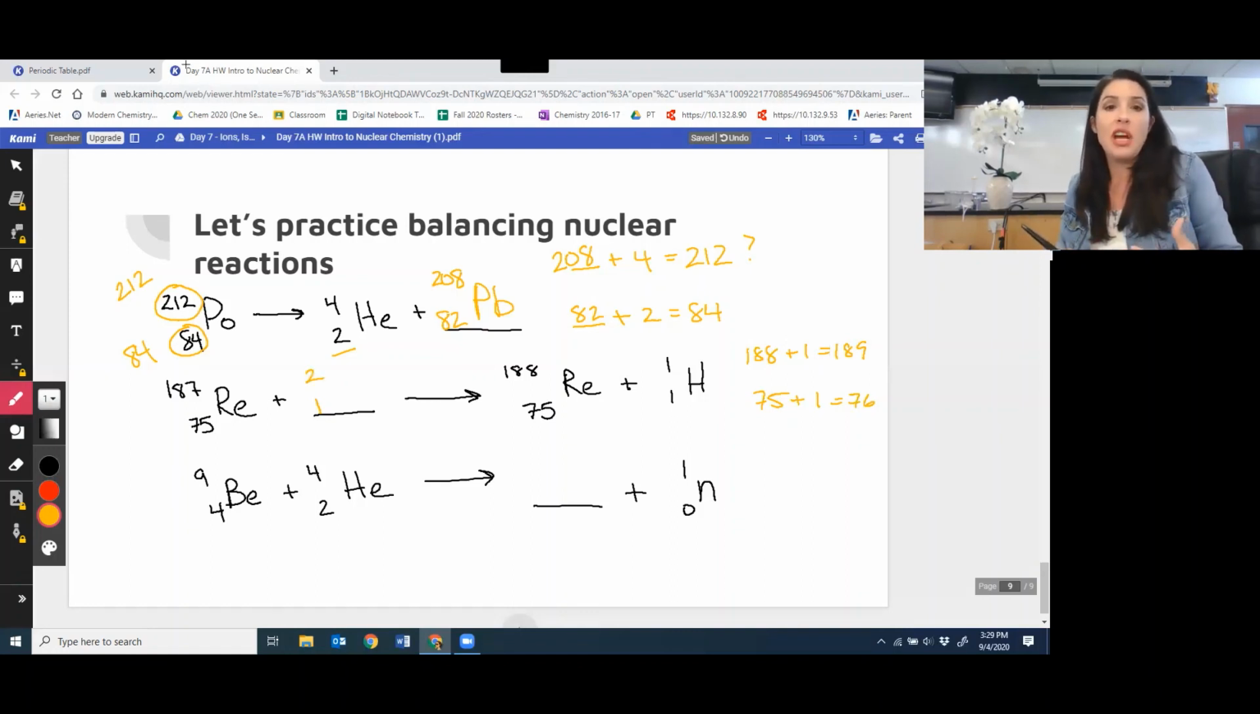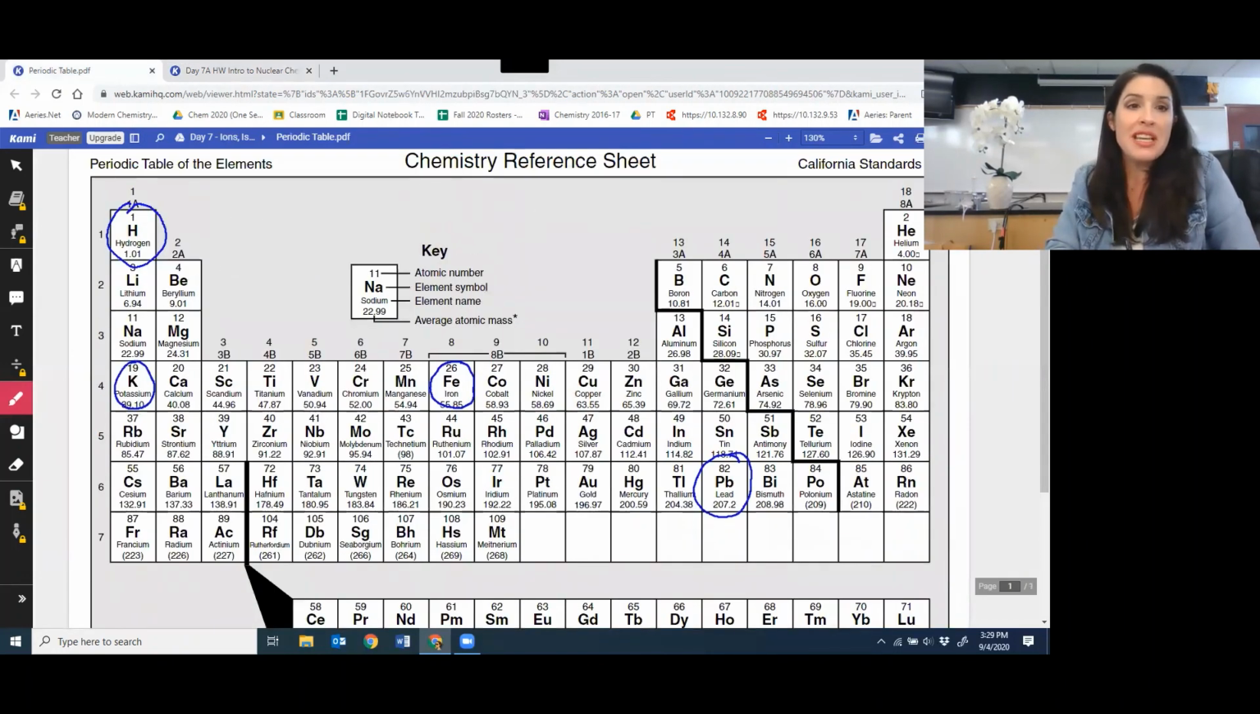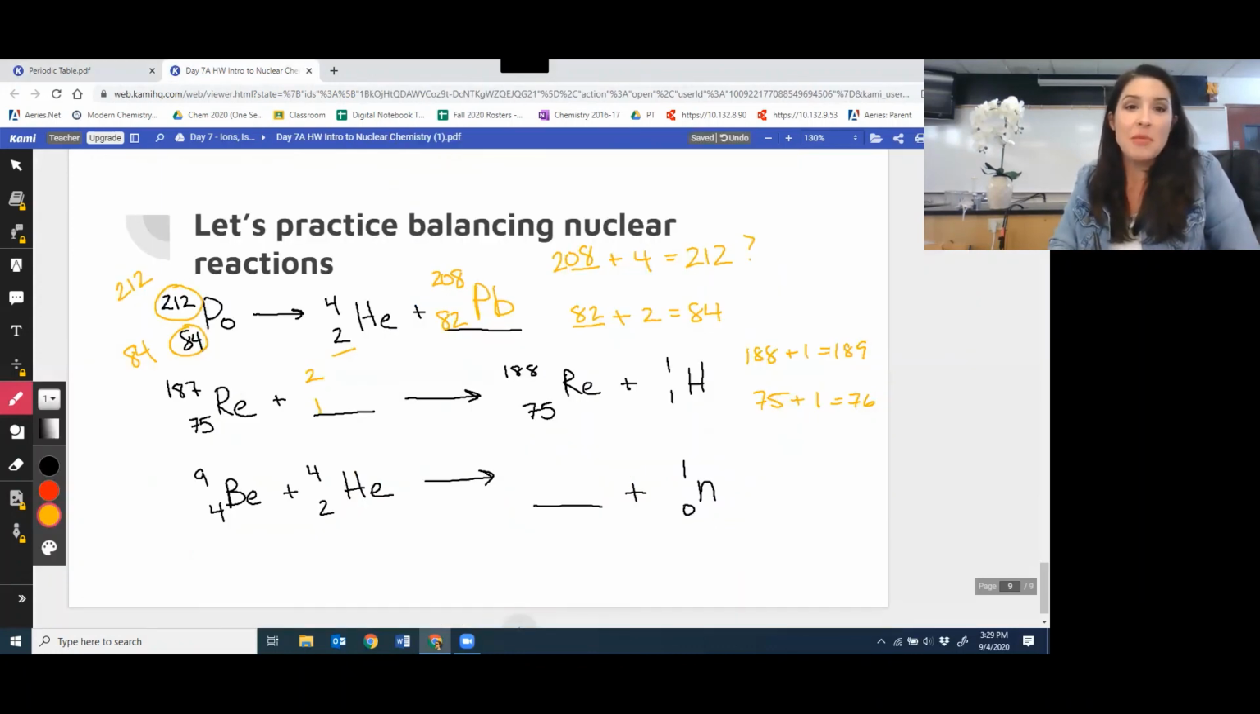So now I have to find a chemical symbol, an element that has one proton. So I look at my periodic table, and fortunately, there's only one element in the universe that has one proton, and that's hydrogen. So I'll come on back and just write that chemical symbol H to balance the reaction.